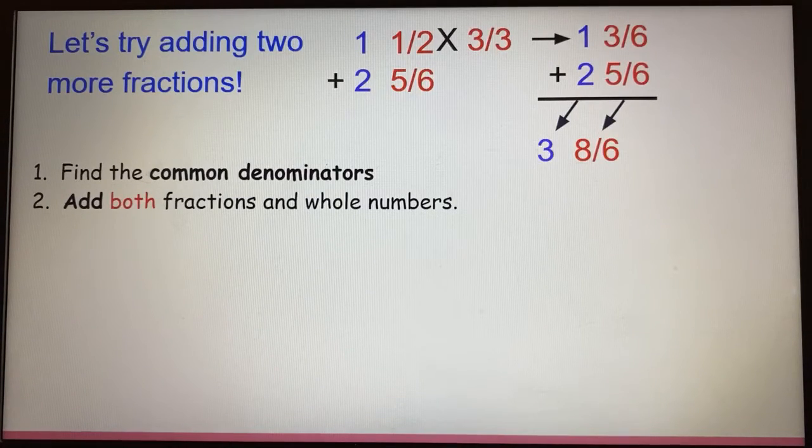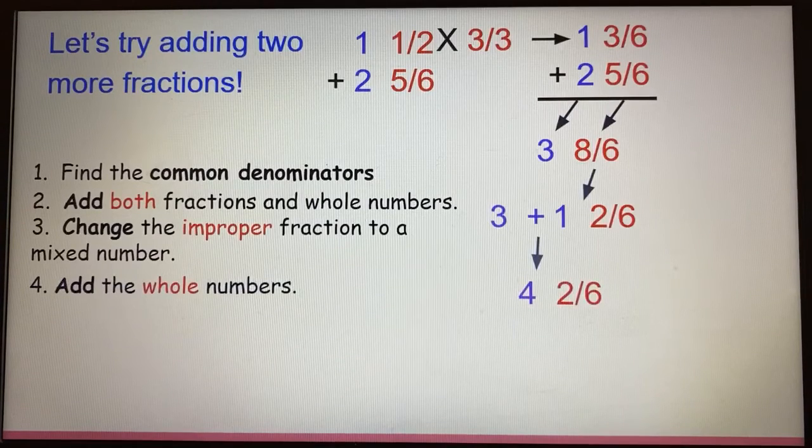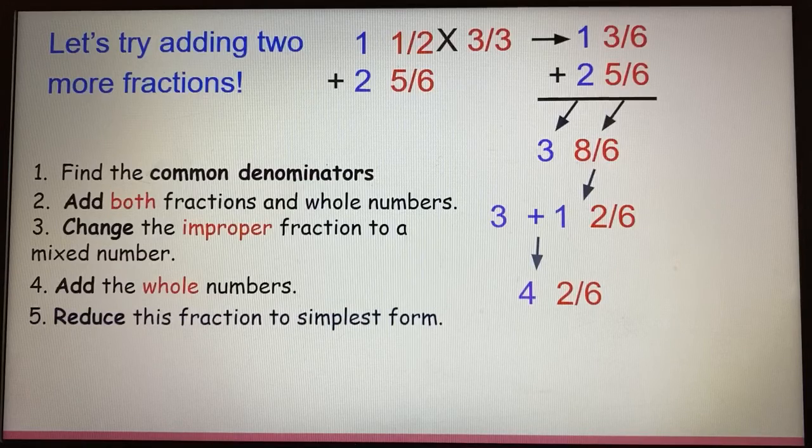Here again, we have an improper fraction. So we're going to change the improper fraction to a mixed number, 1 2/6. But now we want to add both the whole numbers together, but we are not done because we need to reduce this fraction to simplest form. And so 2 and 6 can both be reduced, dividing it by 2 on the top and 2 on the bottom. And our new answer is 4 1/3.